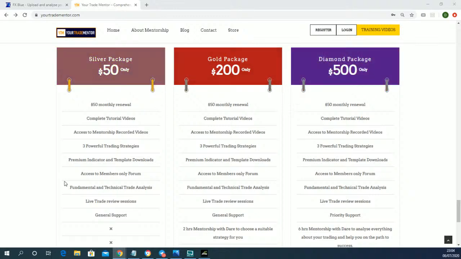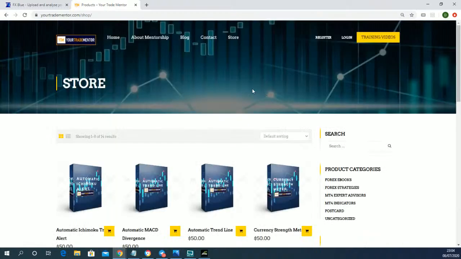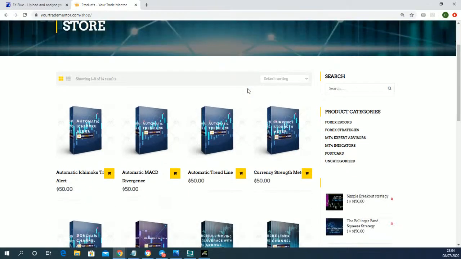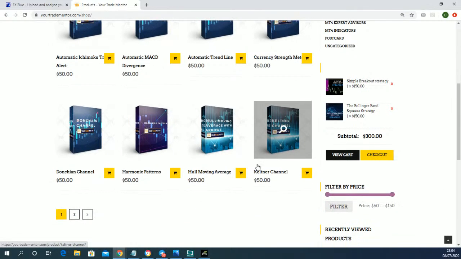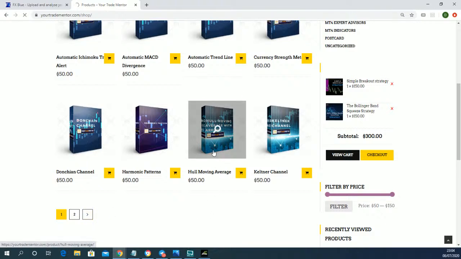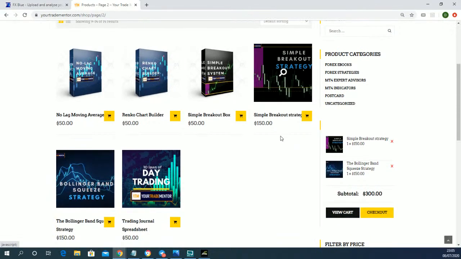Okay, so when you register and log in, you can go to the store. This is another benefit that you will gain if you register. So you go into the store. If you are not a member and you go to the store, we have all these products for you. These are indicators, and if you go to the next page, we have a few strategies as well. So we have no lag, Renko Builder, Simple Breakout. This is a strategy, and this is also Bollinger Band Squeeze strategy.